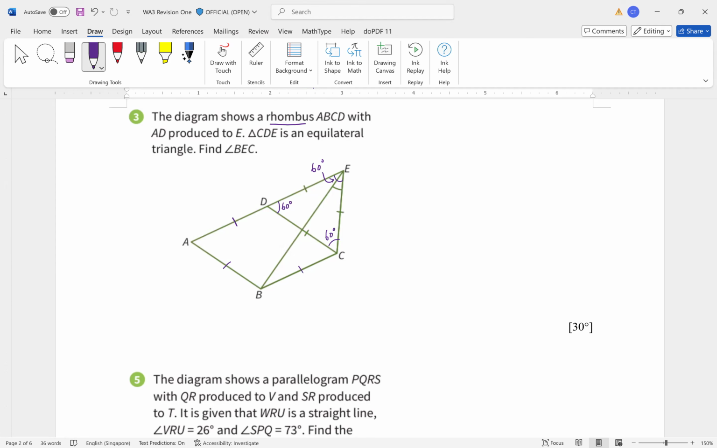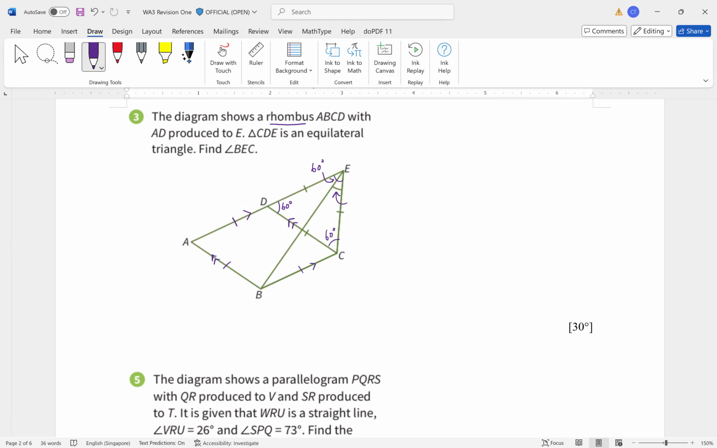Right, then what other things about rhombus do you know? The opposite sides are parallel. So this means that this one is parallel to this one, and then this one is parallel to this one. So we can mark it down also so that we can make use of it. All right. Okay, so now what we want to find is the angle over here, right? Okay, BEC. Okay, I already know a 60 over here. And if you look at the triangle BEC, what kind of triangle is it?